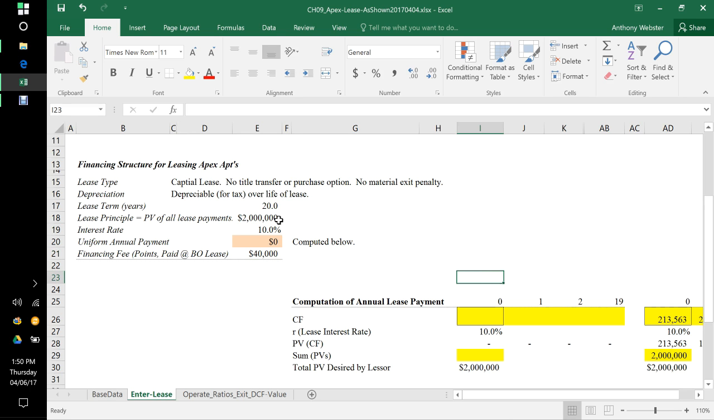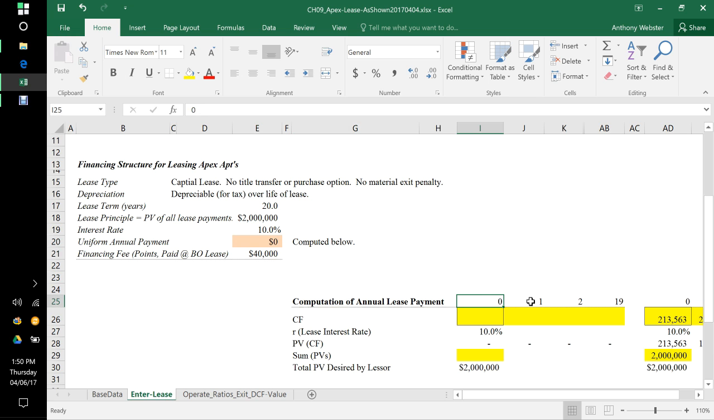As usual, very, very similar to a mortgage. The lessor is going to know the PV they want. They're going to know the duration. They're going to know the interest rate that they want to charge, and they're probably going to know what type of points they're charging up front, and they're going to task an intern or early stage employee with finding out what the uniform annual payment is. So we've got that to work out down here.